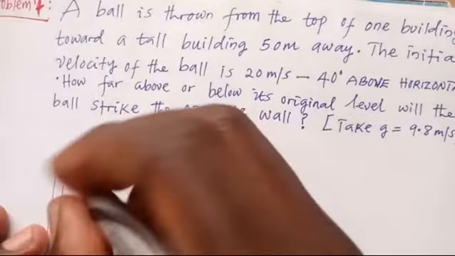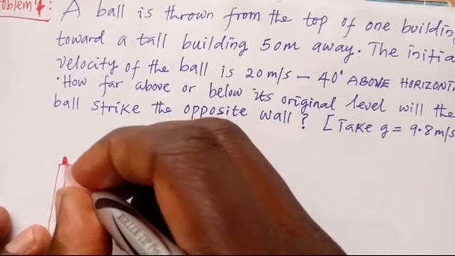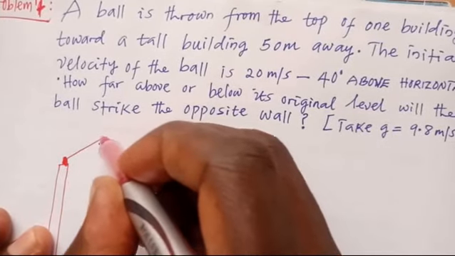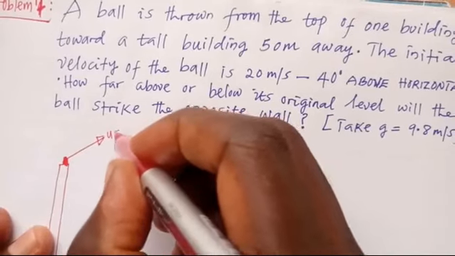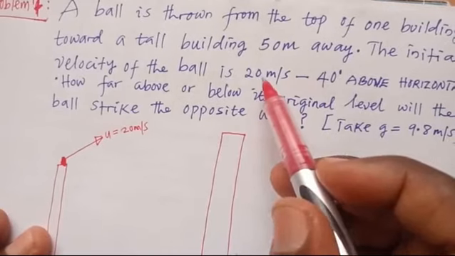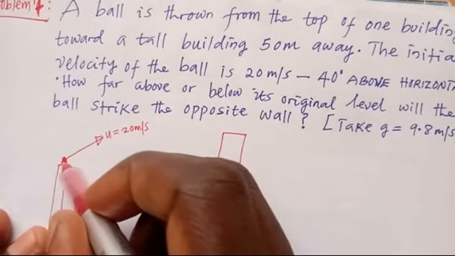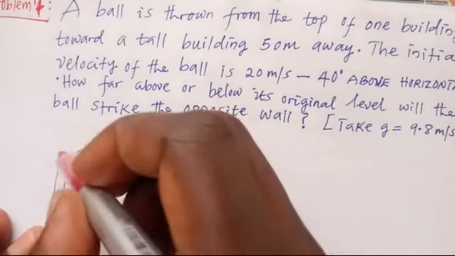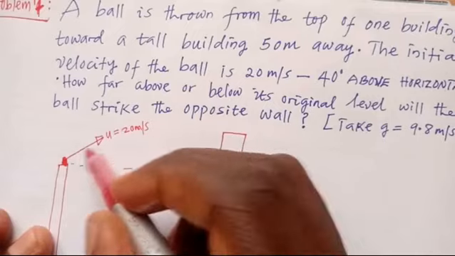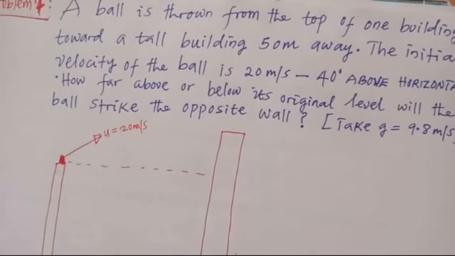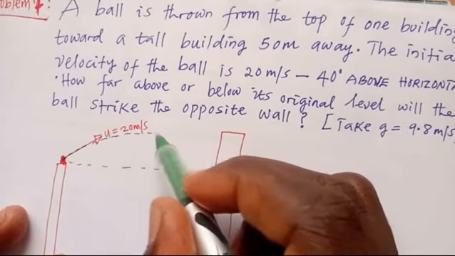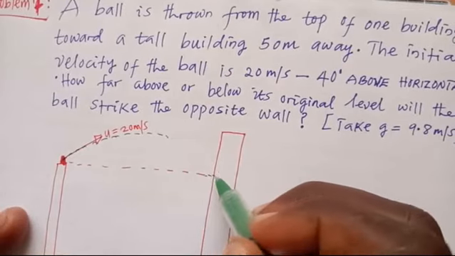Now you have an object here. This object is thrown with an initial velocity u is equal to 20 meters per second, as given here. Okay, but because we know due to influence of gravity this object will not follow this path, it will bend. And there are two possibilities. This object can either go like this, or let me say about three possibilities.